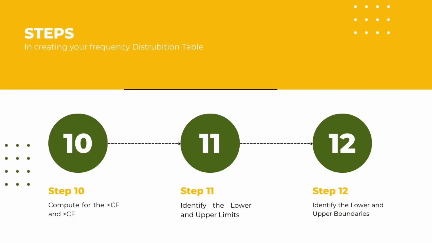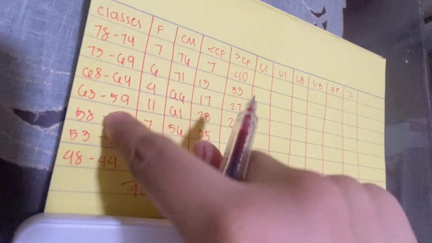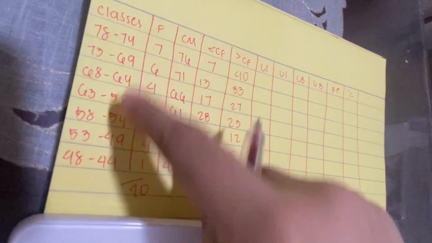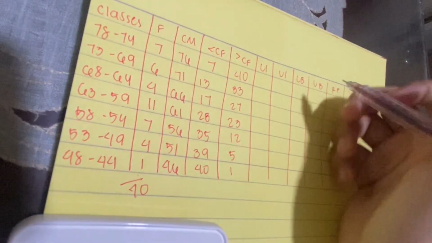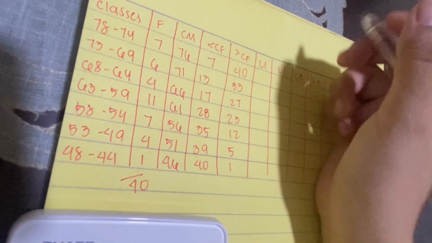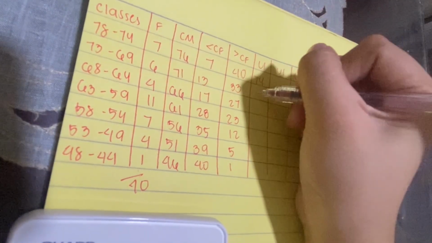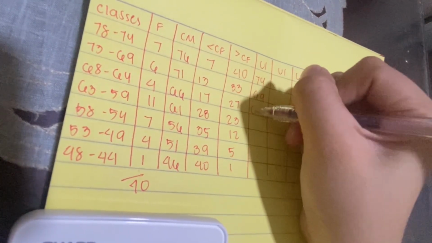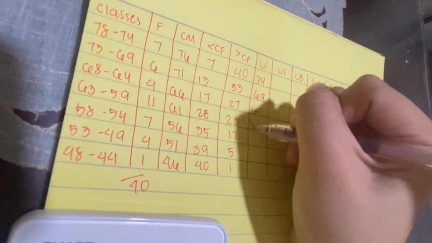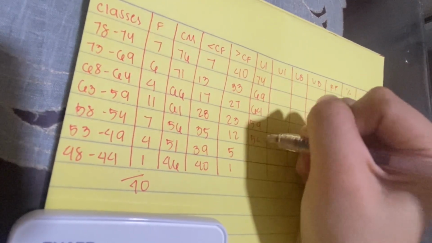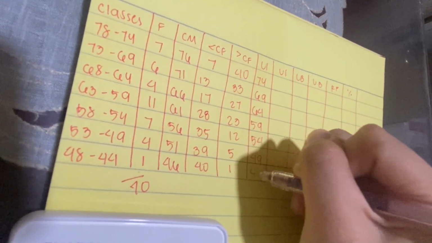For step number 11, we have to identify the lower and the upper limits. For the lower limit, it is the smallest value in the class interval. And for the upper limit, it is the largest value in the class interval. You just have to write the highest and the lowest.